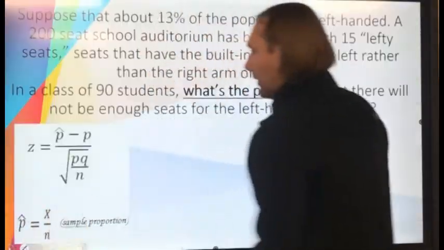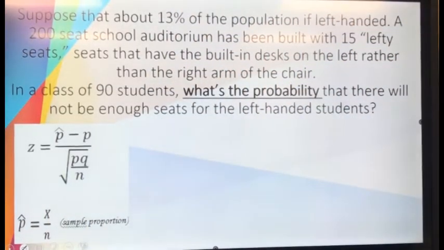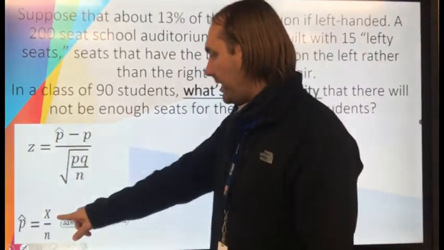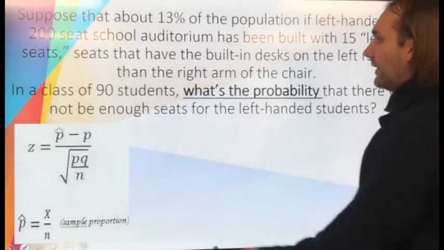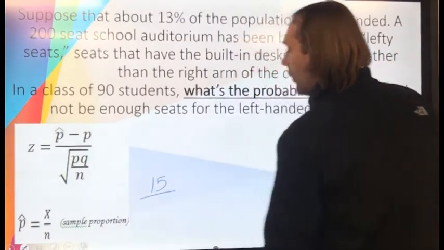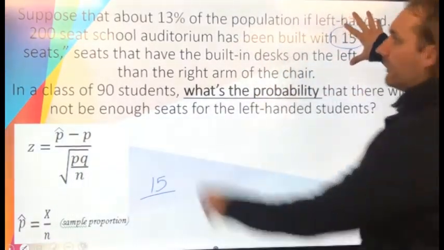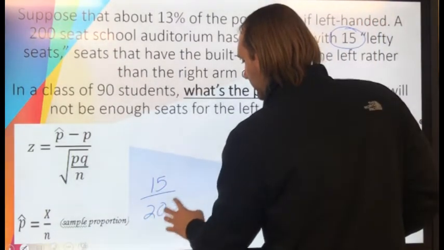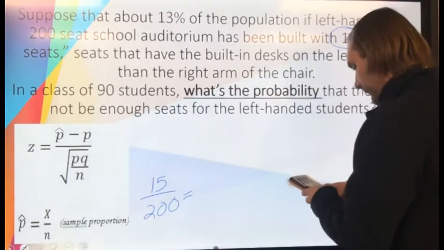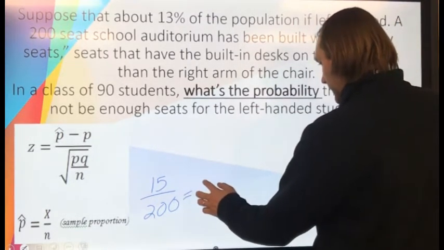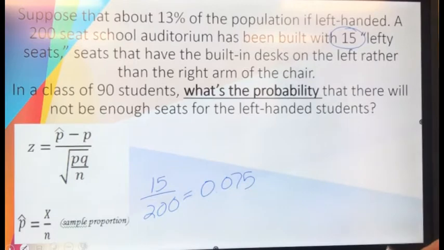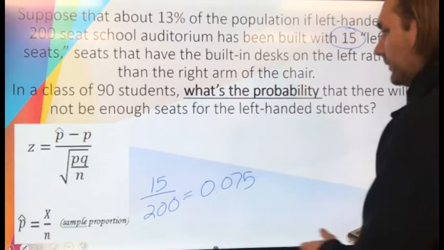Now, a couple things. You can do this by hand, so here's the formula by hand. I need to find my z-score, which uses p hat, where p hat is x over n. So how many left-handed seats do I have total over how many I have in general? 15 over 200, that is going to be my p hat. Oops, 15 over 200 gives me 0.075. Oh, sorry, not 200.